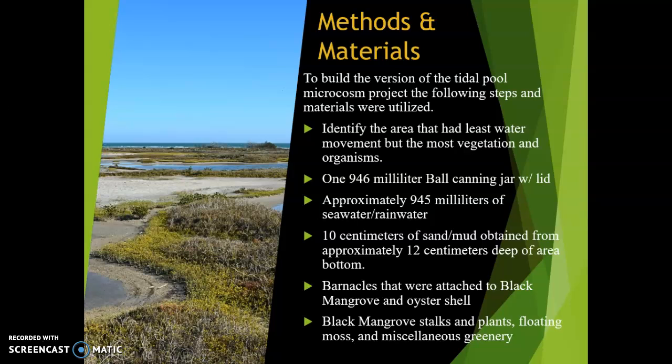I identified the area that had the least water movement, but most vegetation and organisms. One 946 milliliter Ball canning jar with a lid, approximately 945 milliliters of seawater/rainwater, since this is considered a brackish tidal pool, 10 centimeters of sand and/or mud obtained from approximately 12 centimeters deep of an area bottom in one of the tidal pools. Barnacles attached to black mangrove and oyster shells, black mangrove stalks and plants, floating moss, and miscellaneous greenery were included in the microcosm.